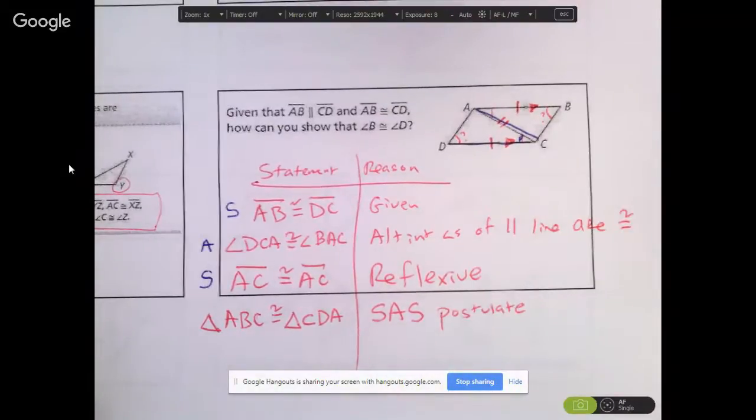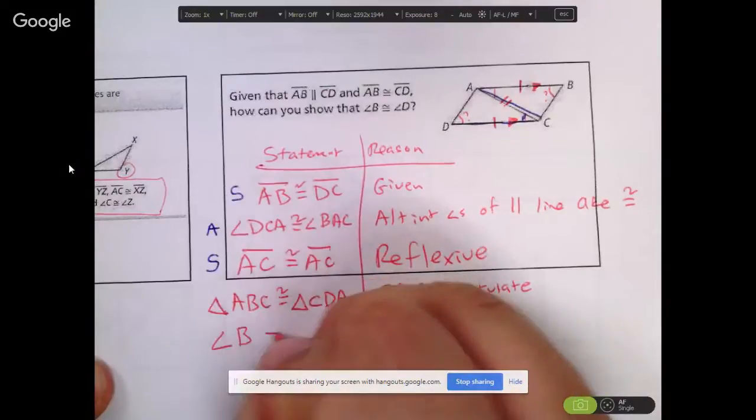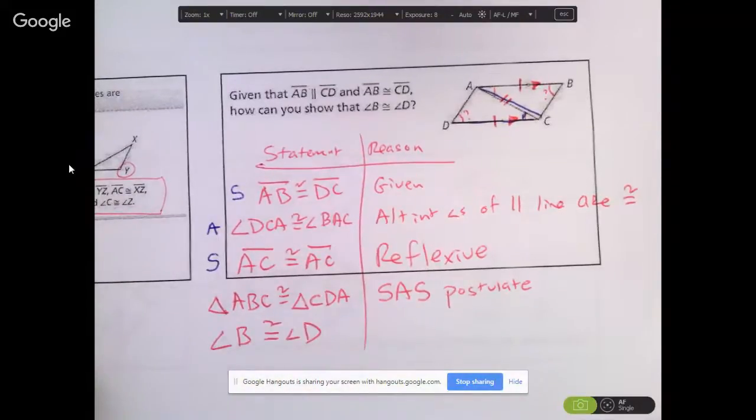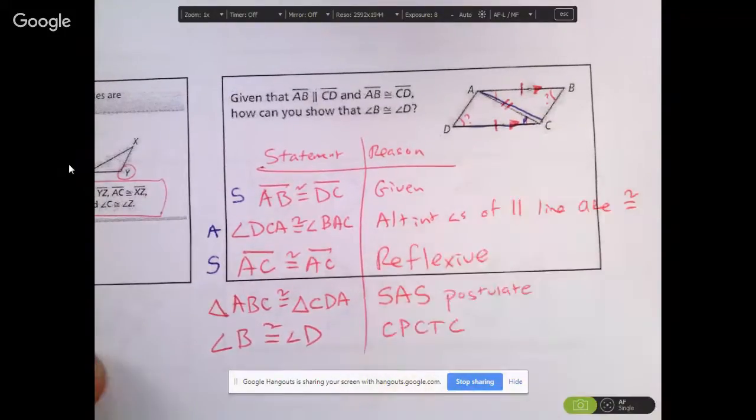And now that I've said that the triangles are congruent, I can say their parts are congruent. So angle B is congruent to angle D. What allows me to say that? Corresponding parts of congruent triangles are congruent.